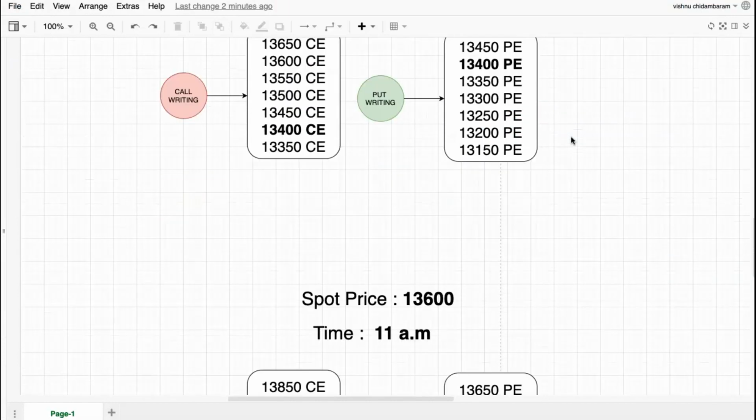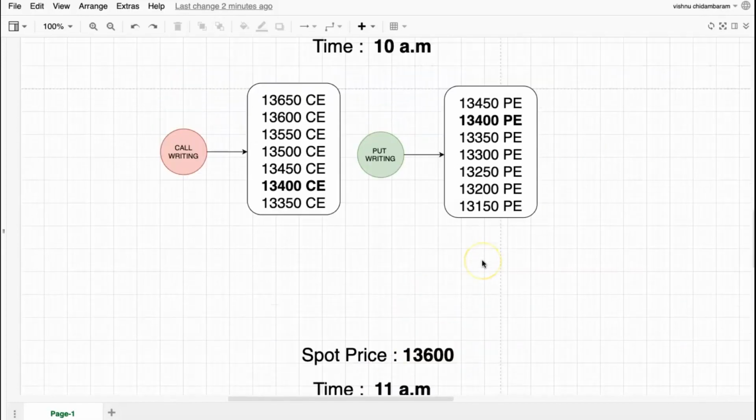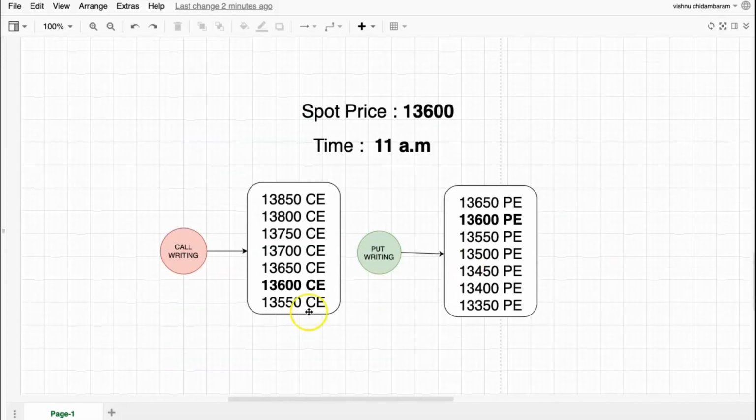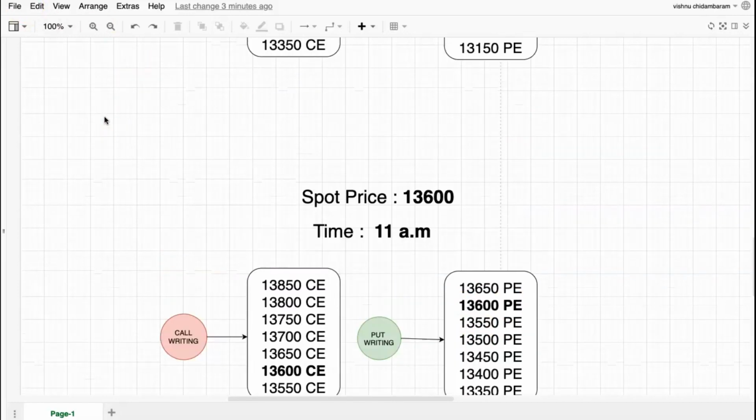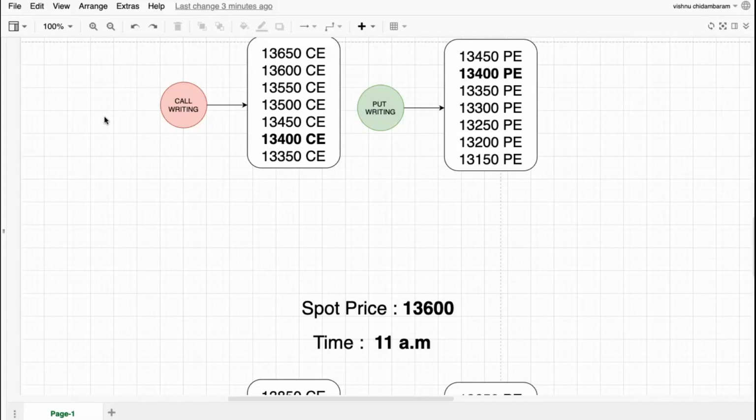Now suppose at around 11 a.m. the spot price has changed to 13,600. I use the same concept, but I shift the strike prices and check for fresh call option writing or fresh put option writing. So you can see now 13,600 is the ATM, with one in the money and 5 OTM. Similarly, I do the same for the put option as well. This is how the red color circles and the green circles are created.